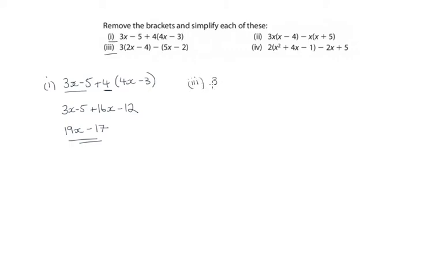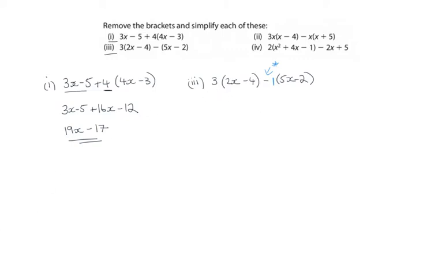We have 3 multiplied by 2x minus 4 minus 5x minus 2. Now the tricky thing here that we have to be careful of is this minus here, because there is no number written here, but where there's no number we can consider there to be a 1. Okay?